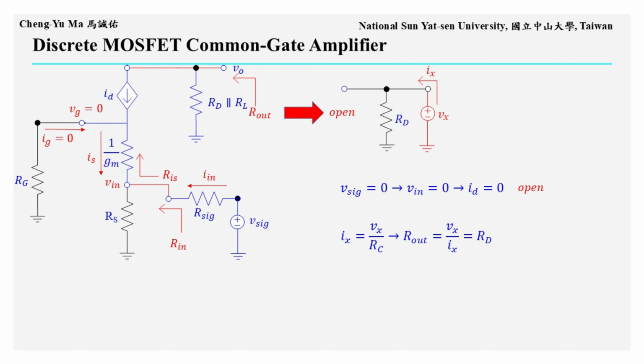To summarize the CG amplifier, its input resistance is RS in parallel with 1 over gm. In the usual case where RS is much larger than 1 over gm, Rin is approximately 1 over gm. This is a very small resistance, so it is a drawback for a voltage amplifier. The open circuit voltage gain is Avo equals gm times RD with no negative sign, so the output signal is in phase with the input signal. The output resistance is RD. Finally, the CG amplifier also has good high-frequency response, which will be discussed in a later chapter.